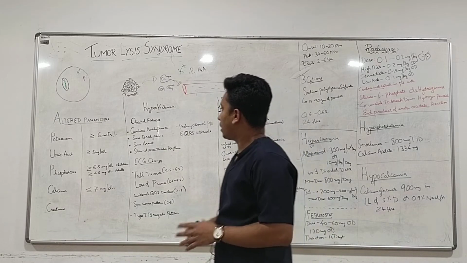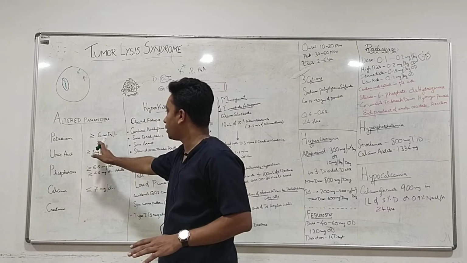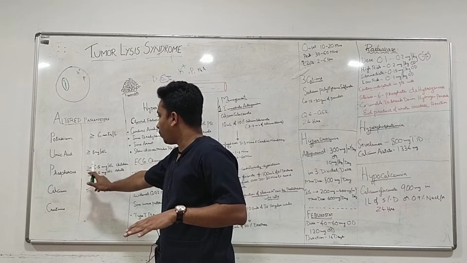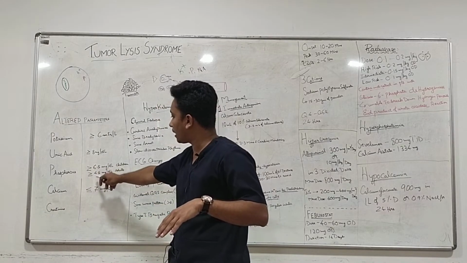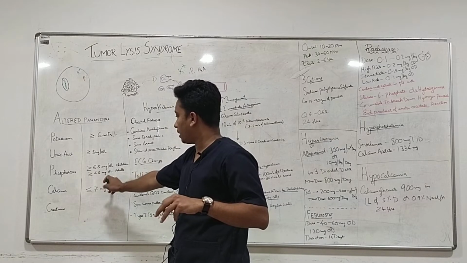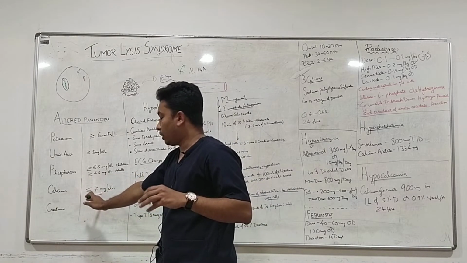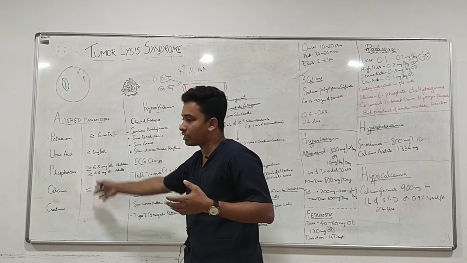So how we can differentiate is that potassium will be high, greater than 6 milliequivalents per liter, and uric acid will be greater than 8 mg per deciliter. Phosphorus in children is greater than 6.5 mg per deciliter, and in adults it is greater than or equal to 4.5 mg per dL. Calcium is less than or equal to 7. Creatinine will be a side parameter which increases because of the other parameters.